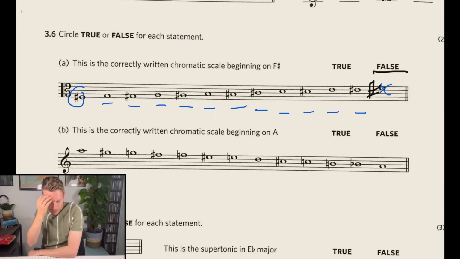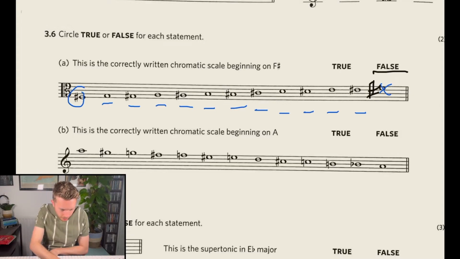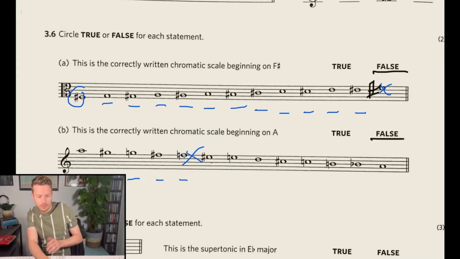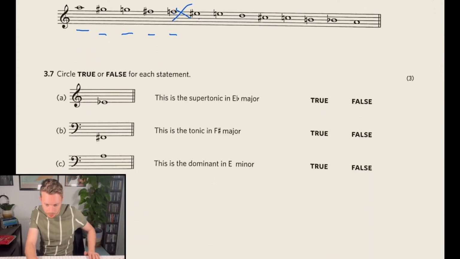So next one, correctly written chromatic scale beginning on A. Let's go down. So this is an A, G sharp. Watch out for enharmonic equivalents in this question, by the way. G natural, F sharp. And again, obviously you won't have a piano with you, but I'm just doing it for dramatic effect. F natural. Okay, here, this is an E sharp. So that E sharp is the enharmonic equivalent of the F natural. So we know immediately this is also false.